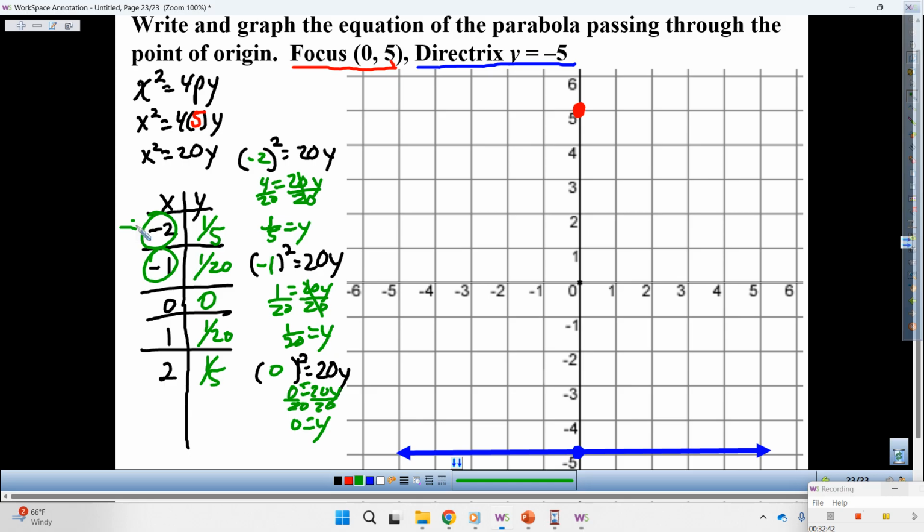Our points: -2, 1/5 is about right there. -1, 1/20th, very close to the x-axis. 0, 0, 1, 1/20th, 2, 1/5. And that is our parabola. How we doing? 1 to 5. All right, 5 4s, okay.